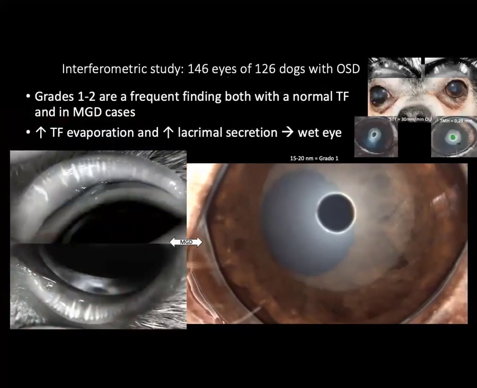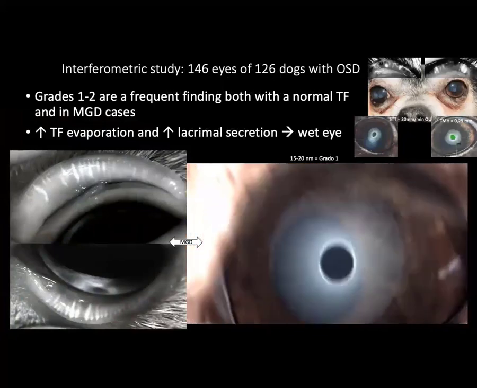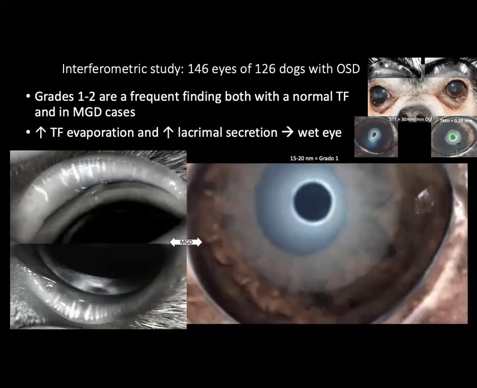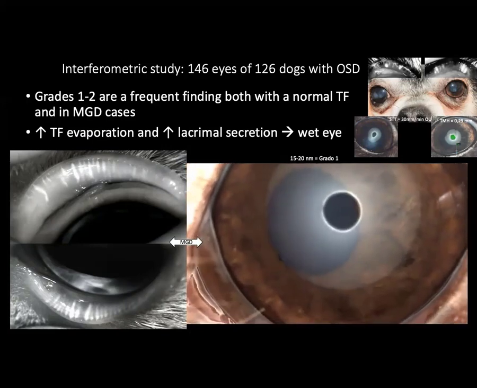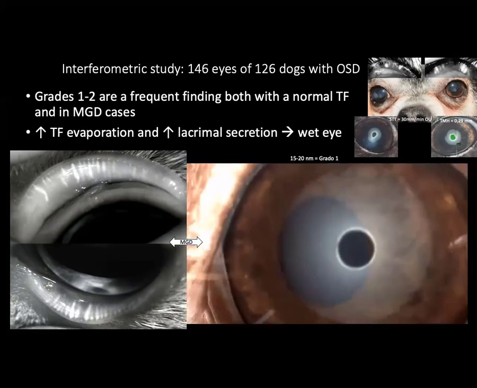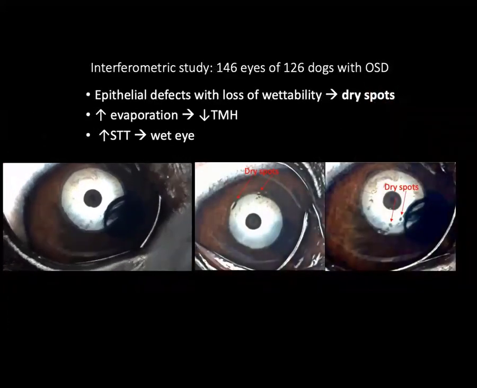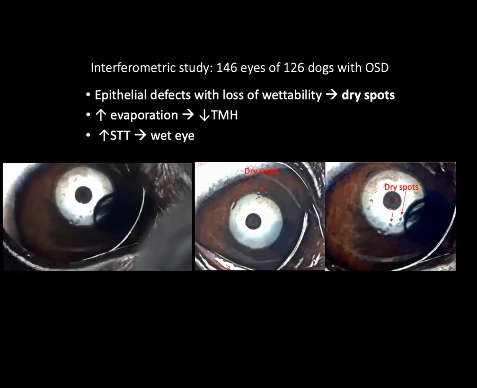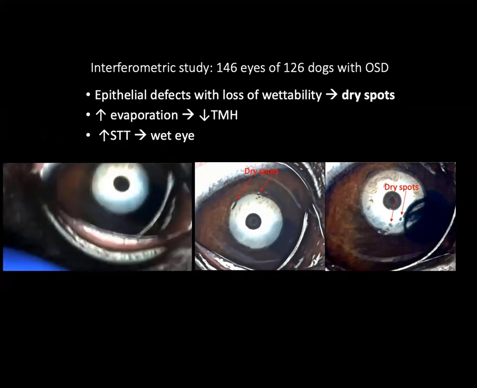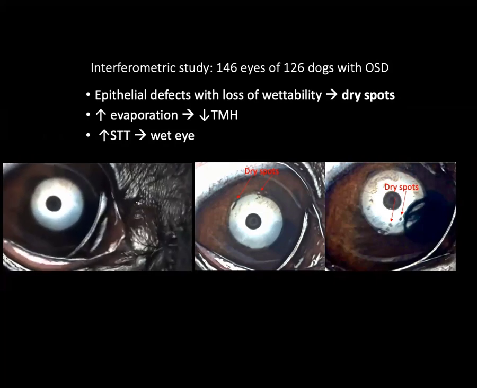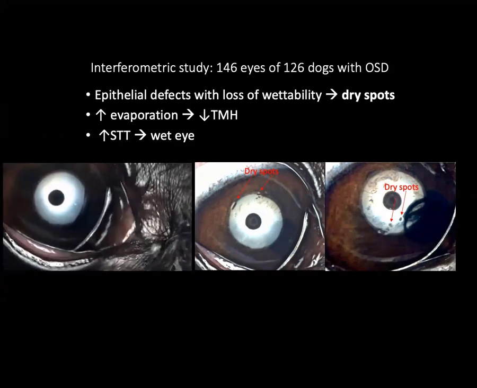What does it mean? Grades 1 and 2 are a frequent finding, both with a normal tear film and in meibomian gland dysfunction cases. An increased tear film evaporation and an increased lacrimal secretion is a common cause of wet eye. Epithelial defect with loss of wettability determines the appearance of dry spots, and we have increased evaporation and decreased tear meniscus height and increased Schirmer tear test with a wet eye.